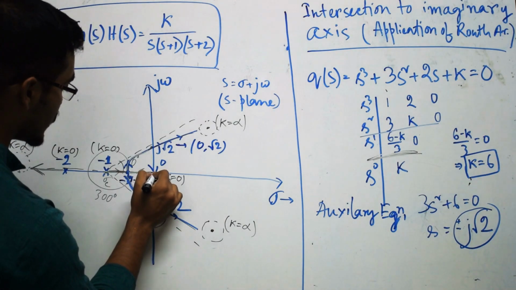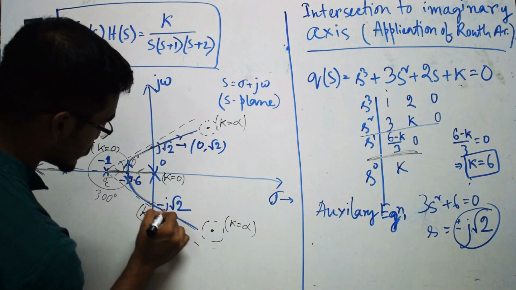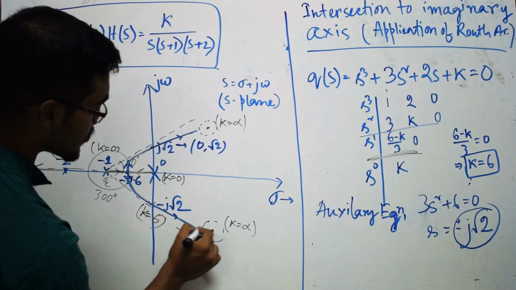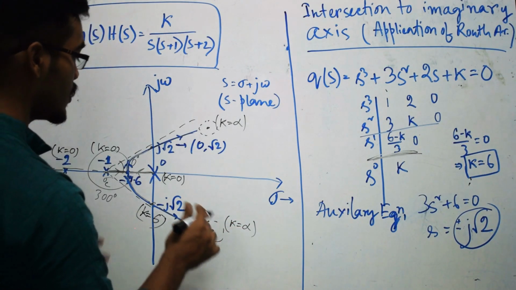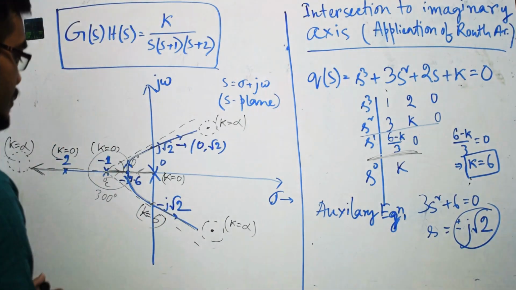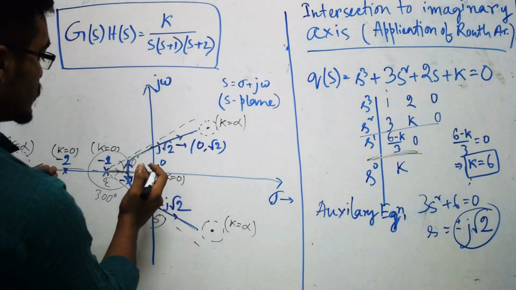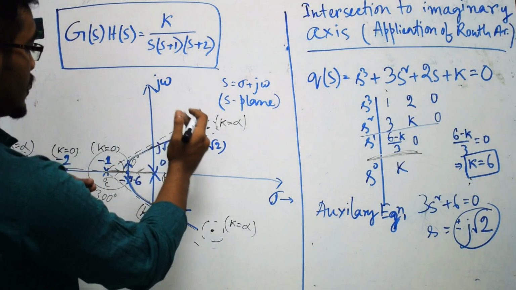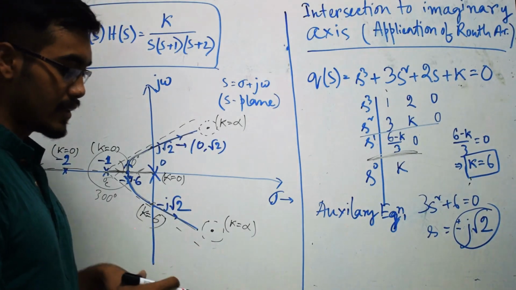Here the K value is 0. When it is reaching there, the K value is 6. When it is reaching infinity, the K value is infinity, where a zero is located. So we can say that up to the left side this is stable, and here it is unstable. This way you have to write the answer.